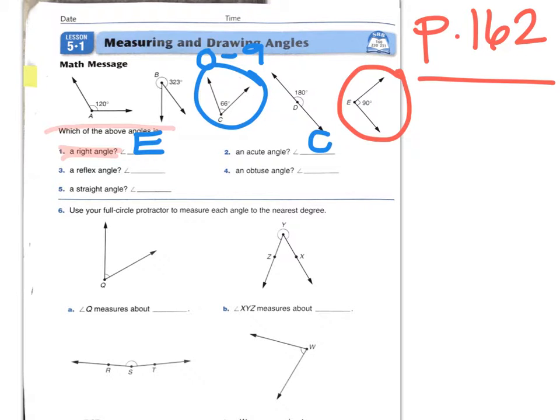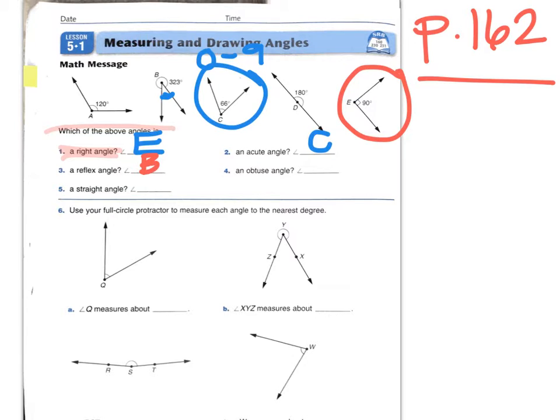Now looking for a reflex angle. Think back to that first drawing that I did. A reflex angle, you can kind of think of it as the opposite of an acute angle. So if I'm actually looking here, it looks like there's a little acute angle right there, but we're measuring on the outside of it, 323 degrees. So our reflex angle is letter B, angle B.